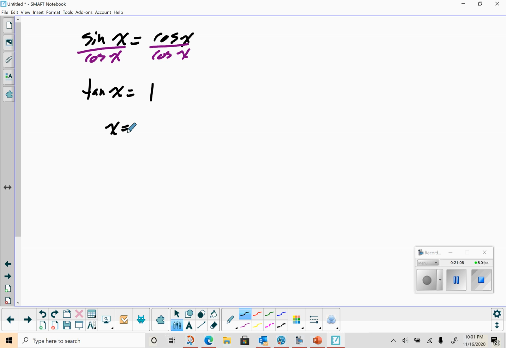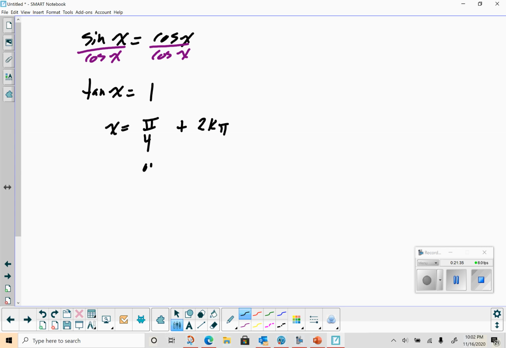Well, then x is equal to, again, from your note card, pi over 4. Now again, a closer look at the note card there. If x is pi over 4, notice sine of pi over 4 is square root of 2 over 2. Cosine is square root of 2 over 2. They are equal to one another. Okay? Plus 2k pi.